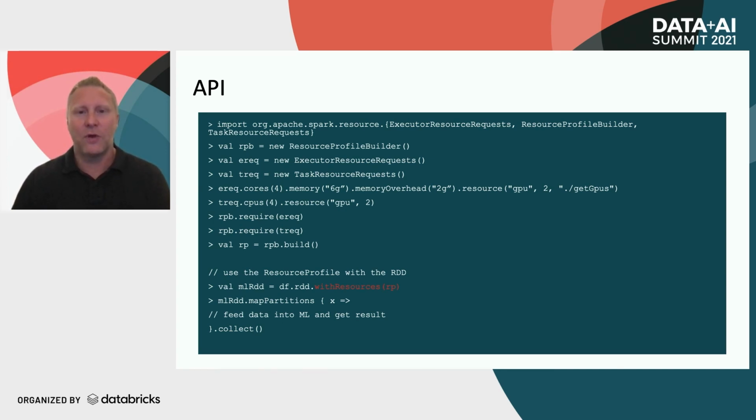And that resource profile can be associated with the RDD using the withResources API. And at that point, Spark will know that whenever this RDD is executed, I need to get containers that match that resource profile. So in this example here, I'm doing an ML map partitions over the data where I'd feed that data to ML and get the results. So at that point, when the collect is executed, is when Spark would go off and get new containers if it needs them.